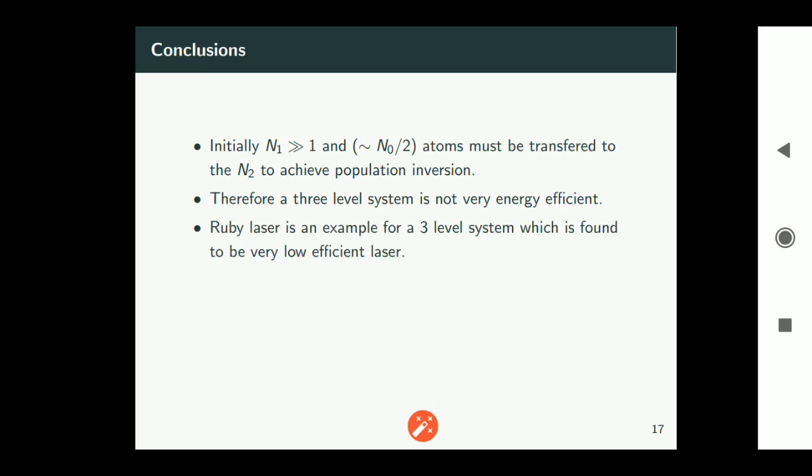A ruby laser is an example of a three-level system, which is found to be a very low efficiency laser. Practically, whatever three-level laser systems have been discovered so far, they are all found to have low efficiency. So that ends the lecture.